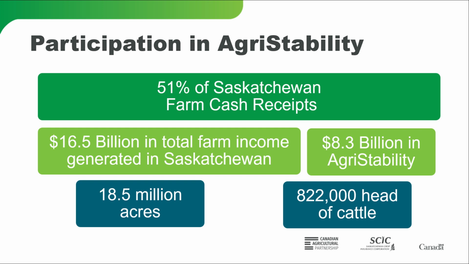Just to give you a little bit of information on the participation rate in AgriStability, when compared to the overall farm cash receipts generated in Saskatchewan, which is approximately $16.5 billion in total farm income generated, AgriStability covers 51% of those operations, which is about $8.3 billion that are participating in the AgriStability program. And that represents 18.5 million acres of crop and forage land and more than 822,000 head of cattle. And this information is based on the 2020 program year data.